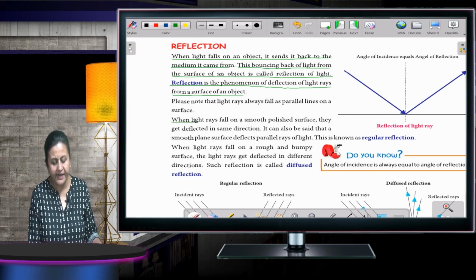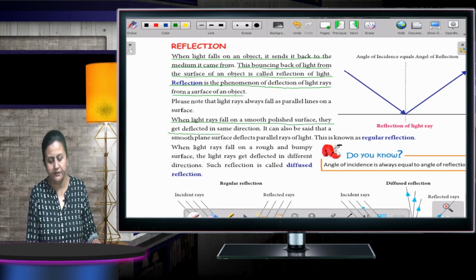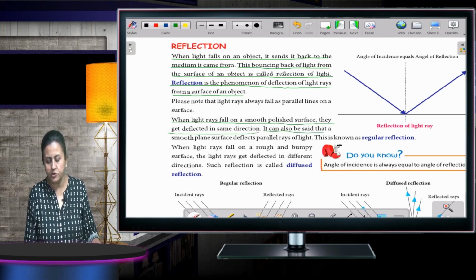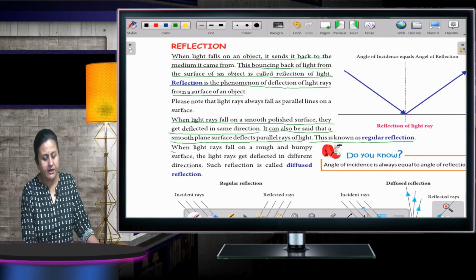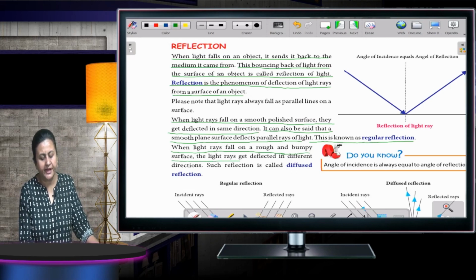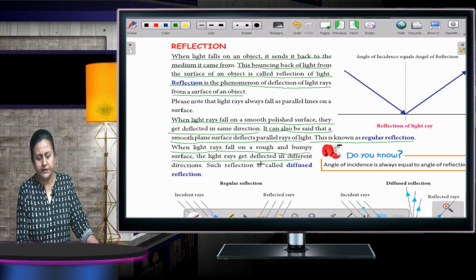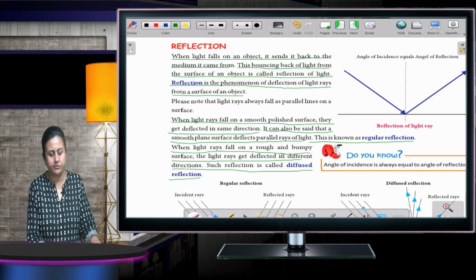Now, when light rays fall on a smooth polished surface, they get deflected in the same direction. It can also be said that a smooth plane surface deflects parallel rays of light. This is known as regular reflection. When light falls on a rough and bumpy surface, the light rays get deflected in different directions. Such deflection is called diffuse reflection.